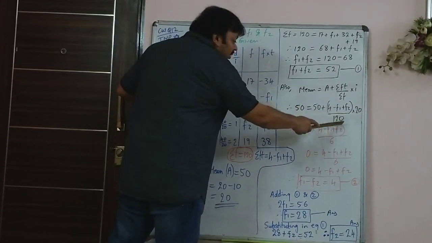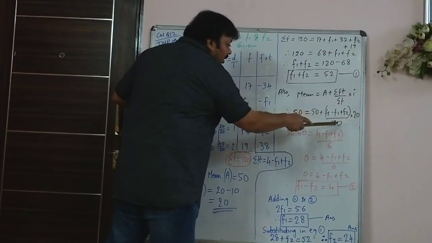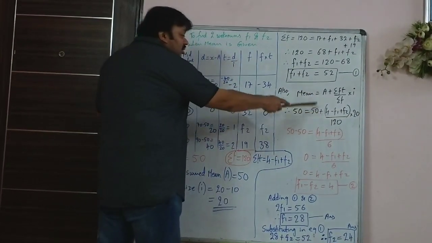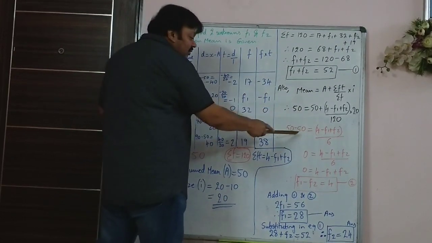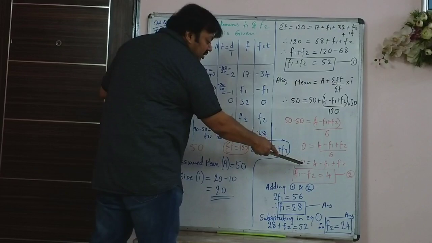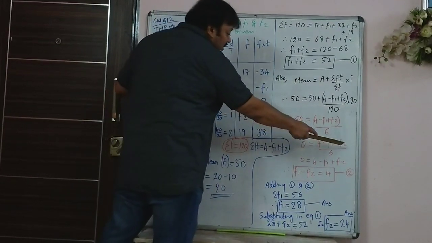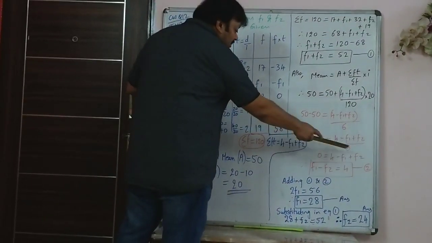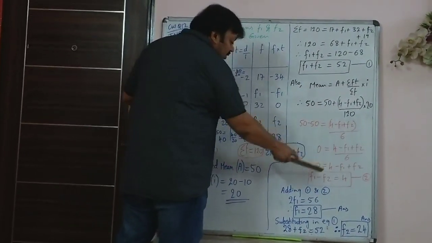Now this 0 and 0 will get cut and 2 goes directly 6 times. So I told you this was a plus. So when you bring it here, it is minus. So 50 minus 50 is 0. 0 into 6 remains 0. So 4 minus f1 plus f2 is equal to 0, or f1 minus f2 is equal to 4.